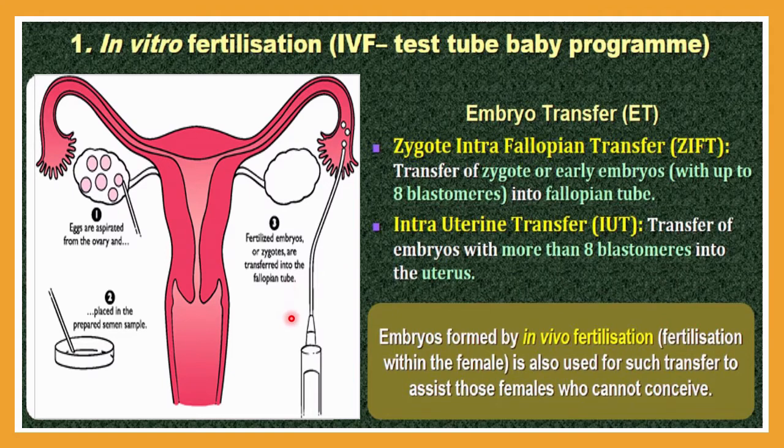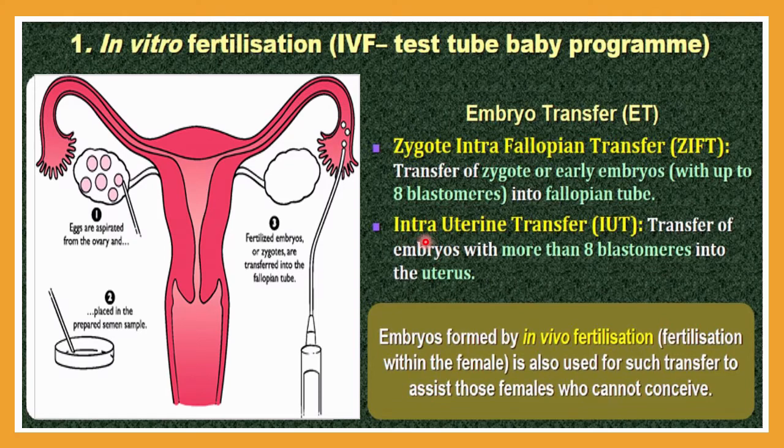Here you can see, eggs are aspirated or collected in the laboratory and placed in the prepared semen sample, and then fertilization occurs in the laboratory, and then these will be transported along with this type of injection into the fallopian tube. This type of transfer is called zygote intrafallopian transfer, ZIFT.